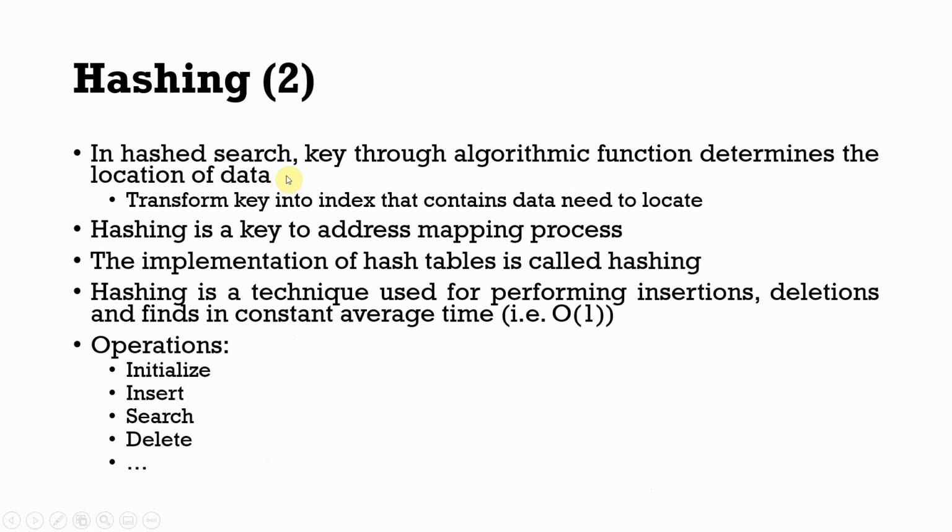In hashed search, a key through an algorithmic function determines the location of data. So we have a function called a hash function that, through an algorithm, determines the location of data. It transforms the key into an index that contains the data that need to be located. Hashing is a key to address mapping process. The implementation of a hash table is called hashing, and hashing is a technique used for performing insertions, deletions, and searching in constant average time.